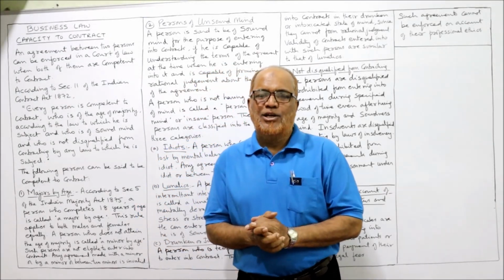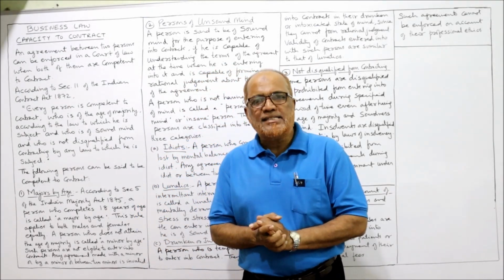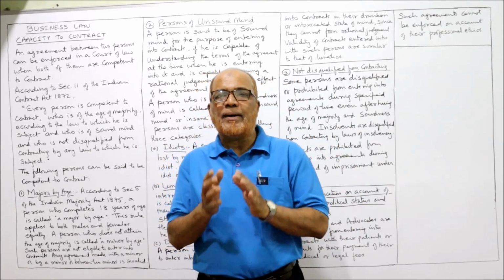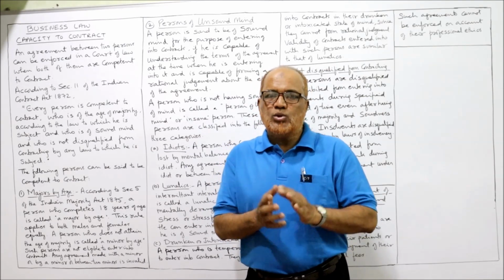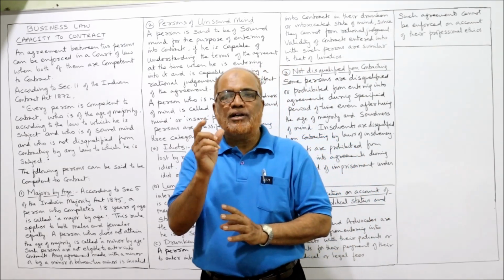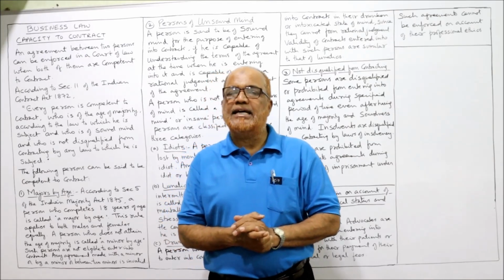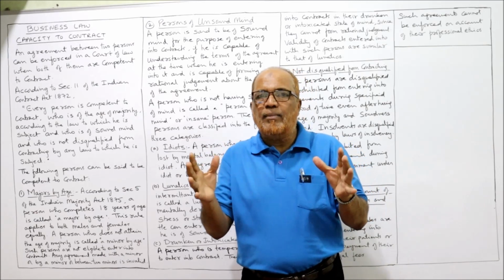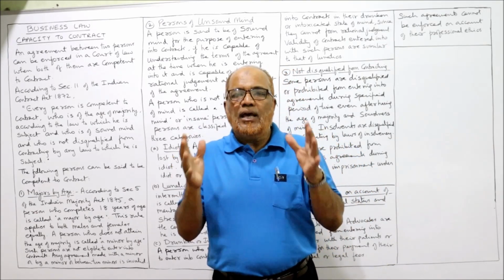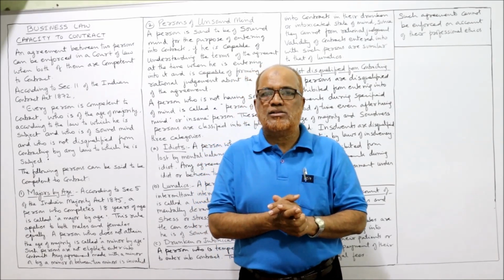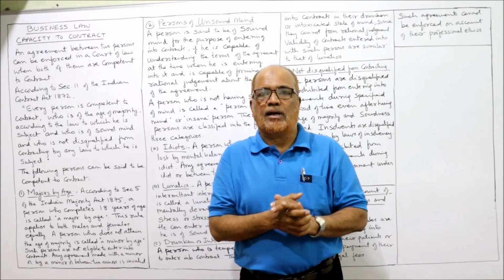I'm Hasham Ali Khan. So now I'm going to start the next essential element of a valid contract, that is capacity to contract. So in the last videos I have explained to you, particularly under section 10 of the Indian Contract Act 1872, that all agreements are contracts if they are made by the free consent of the parties competent to contract.